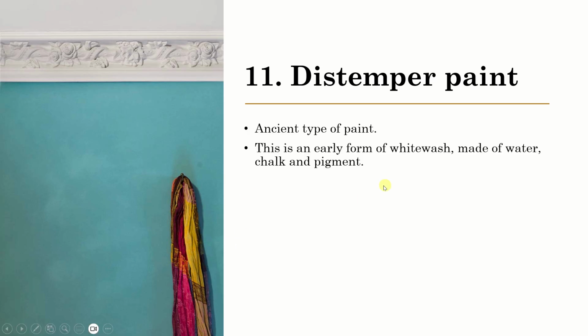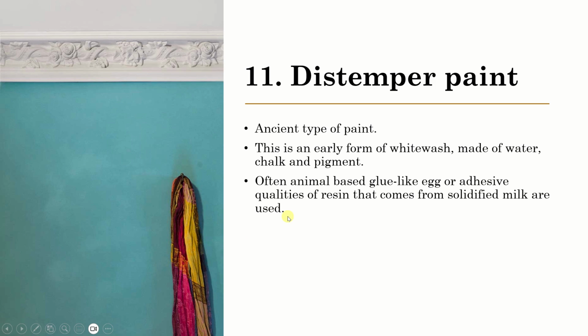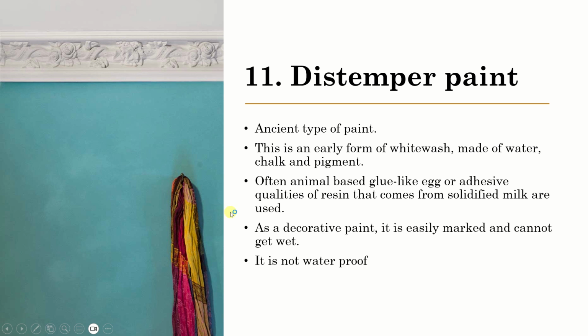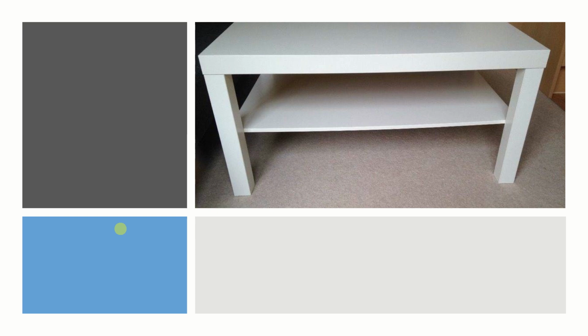Distemper paint is an ancient type of paint. This is an early form of whitewash made from water, chalk and pigment. Often animal based glue, like egg, or the adhesive qualities of resin that comes from solidified milk are used. As a decorative paint, it is easily marked and cannot get wet. It is not waterproof. Most often used on interior surfaces.